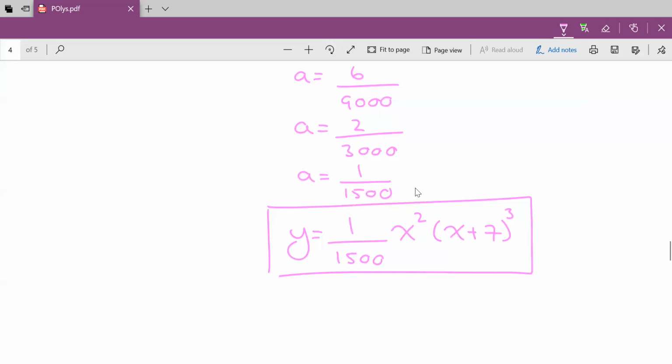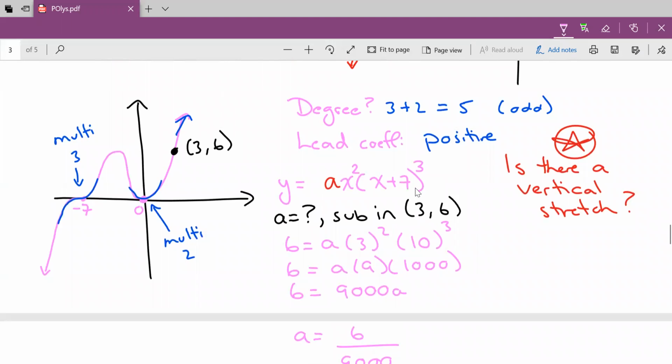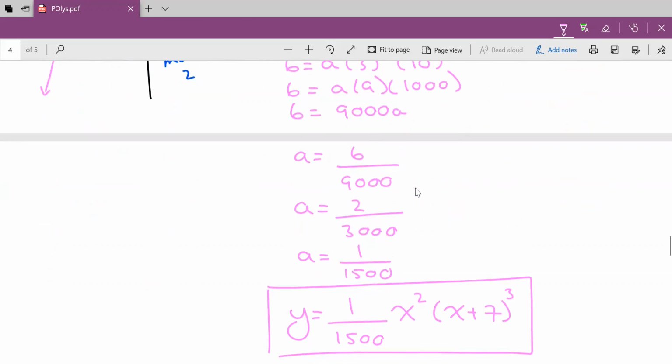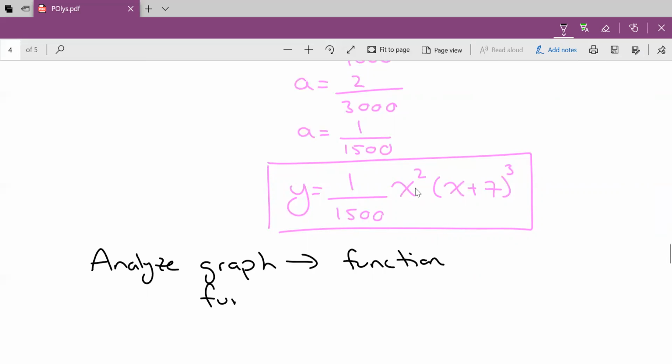And there it is. Of course, at this point, I would go back and I would graph my function to make sure that it looked exactly like that graph and that the points that I was given are on the function that I've made. Okay, that's it, my friends. You are now able to analyze a graph and create the function. Or vice versa, given the function, you should be able to draw me a rough shape of the graph. That's it. There's your first lesson.